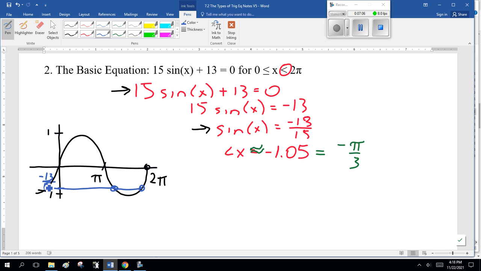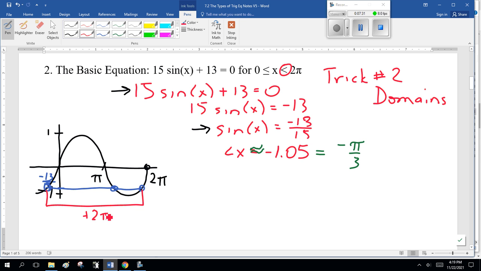But this leads right to trick number 2, domains. The calculator is giving you an answer outside of your domain. Now, you gotta go, oh crap. I mean, realize, what's the period of a sine wave? Plus 2 pi. So the answer here, you add 2 pi to it: minus pi over 3 plus 6 pi over 3, 5 pi over 3. So this answer is 5 pi over 3.